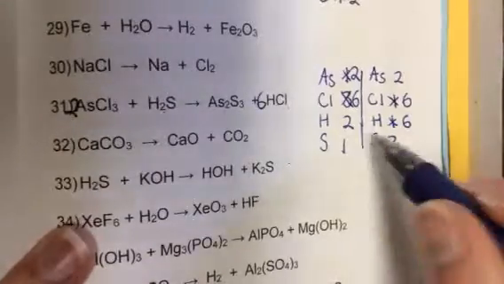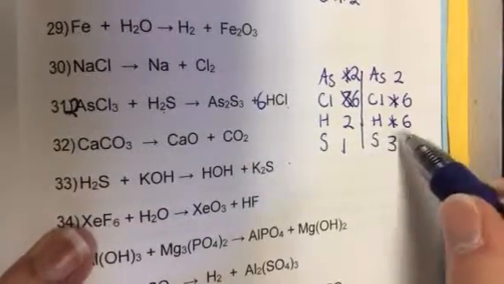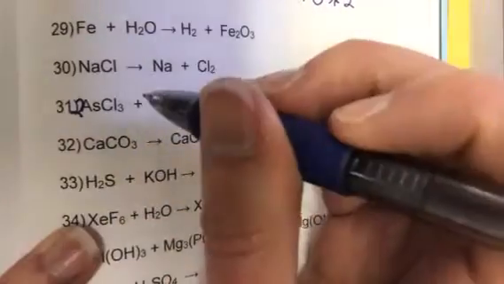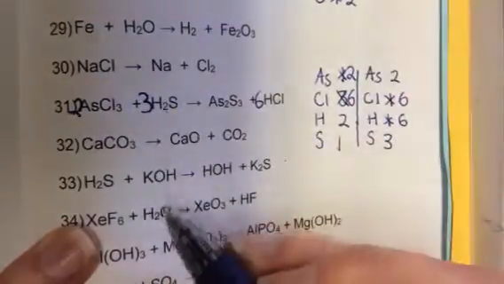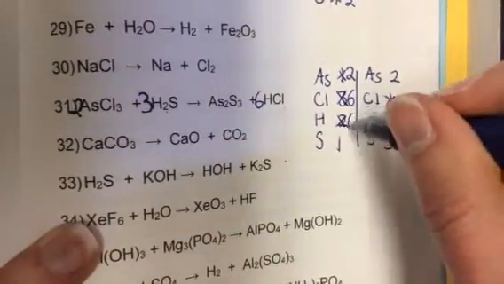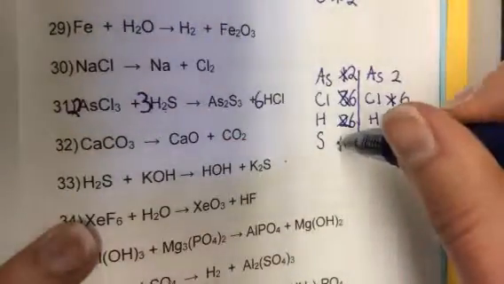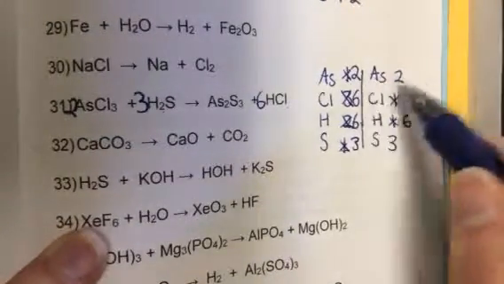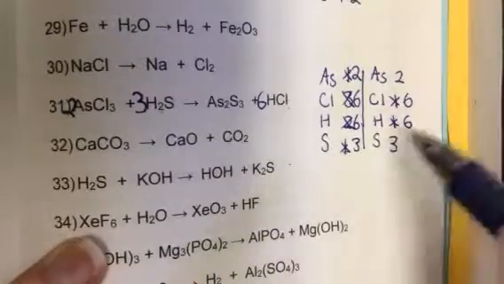So my final step to balance the hydrogens, I need this to become a 6. There's already a 2 right here. So if I put a 3 in front, the 3 and the 2 multiply. That makes the hydrogen become 6, and the sulfur multiplies by 3 and becomes 3. And now you can see I've got 2, 6, 6, and 3, all balanced.